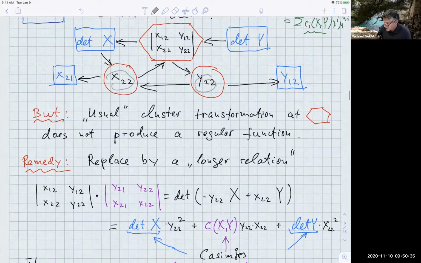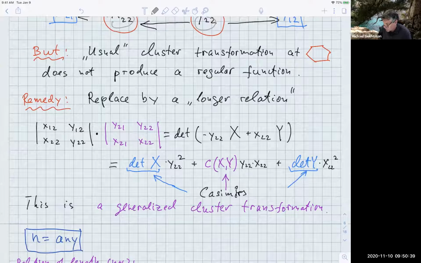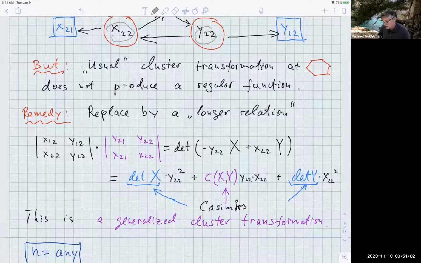So this was my cluster variable. And it turns out that it can be transformed into a new regular function if you use a three-term polynomial in other cluster variables with coefficients which are not just random coefficients, they're actually Casimirs for our Poisson bracket. So, determinant of x, determinant of y, and then the middle term coefficient is a characteristic polynomial of the form x plus lambda y. So this is a prototypical example of a generalized cluster transformation, and that's what we want to do. We want to study generalized cluster transformations.